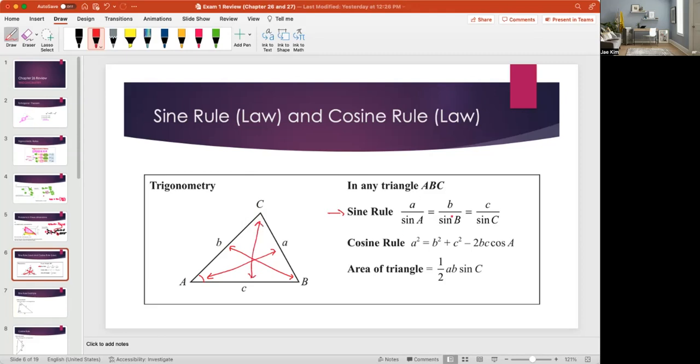And cosine rule says A square, where's A square? So A square equals B square plus C square minus 2 times b times c times cosine A. Okay, we have done enough examples. I hope you know what that means. And also we will do some examples. And the last one is area of a triangle where it says half times a times b times sine C. Again, we will do some examples.